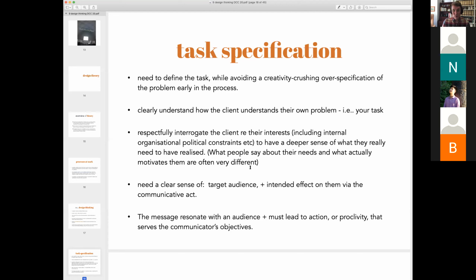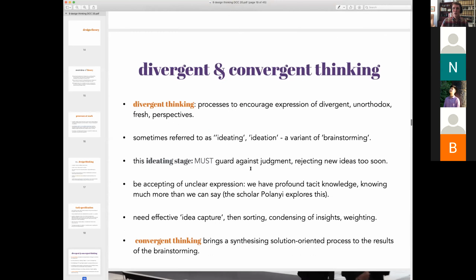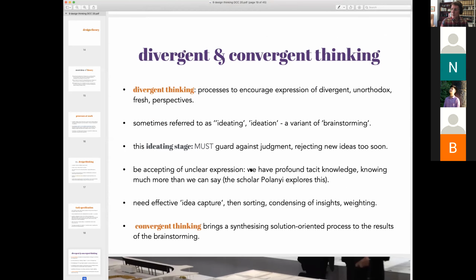In the case of corporate communications, we need a strong understanding of the target audience and the intended effect on them. And it's not enough, of course, that when we speak to an audience it resonates with them; it's got to lead to some action or inclination, some proclivity for action that we want. Because we're going to spend money or effort to communicate to people and to design this in a sophisticated way.